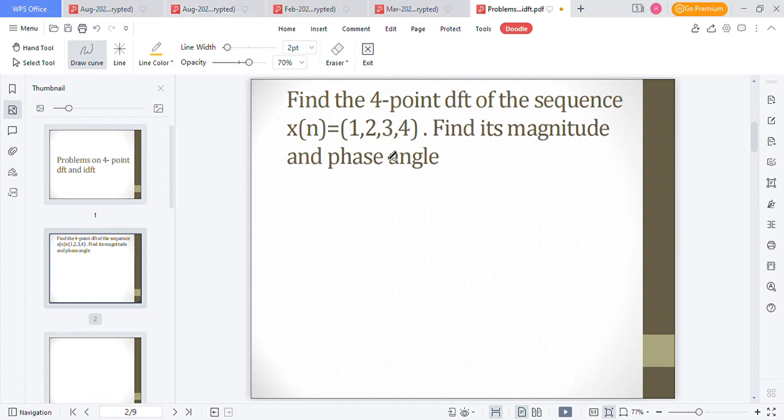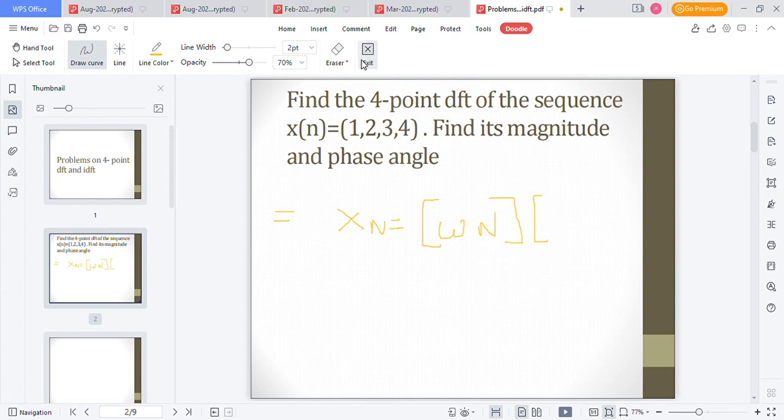Yes. So now this is my question. If you want to do it with respect to the matrix method, since it is asked with the matrix method only, you are going to take this formula: X of n is equal to omega of n into x of n. What is omega of n? That matrix I told you, the 4-point DFT matrix.